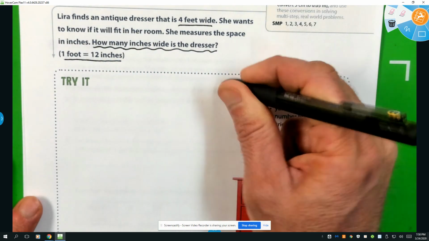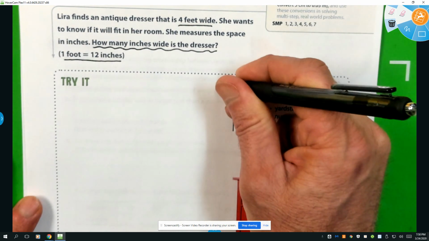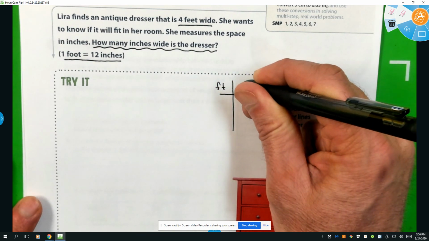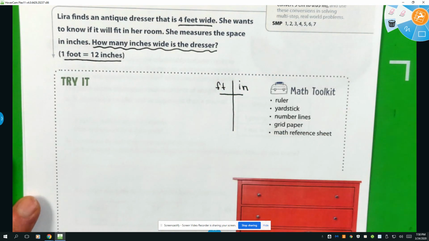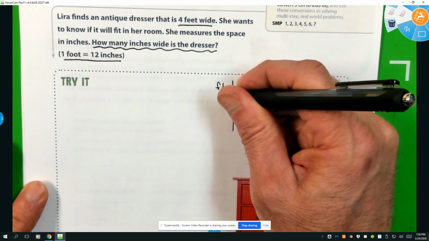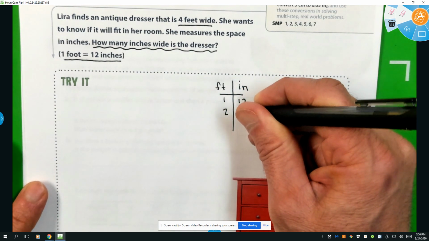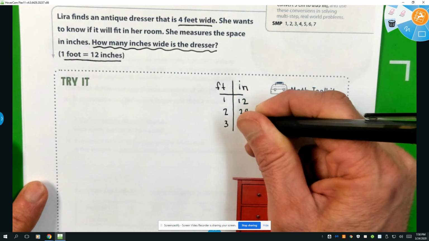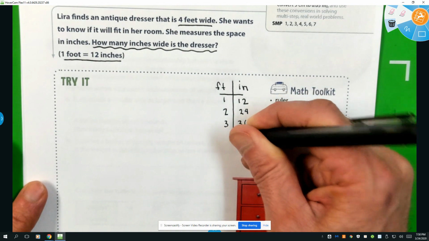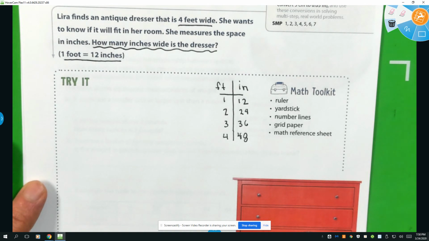Okay, so let's just start with that. Let's start with our table. Okay, we are going to go feet. We're going to go inches. All good mathematicians from time to time are going to use a table. So we could start out really simply with 1 foot, 12 inches, 2 feet, 24 inches, 3 feet, 36 inches, 4 feet, 48 inches. Now, instantly that's going to give us our answer, but let's take a look.